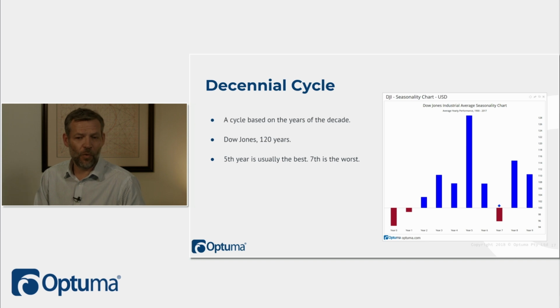The 7th is usually the worst. 1987, and 1997 was another down year. 2007 was an up year, although it was the top, and then we had the down period after that.